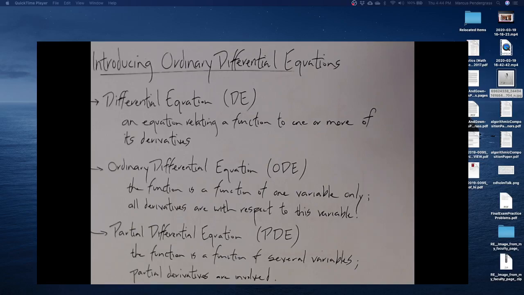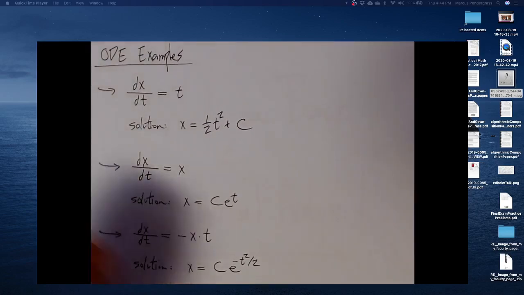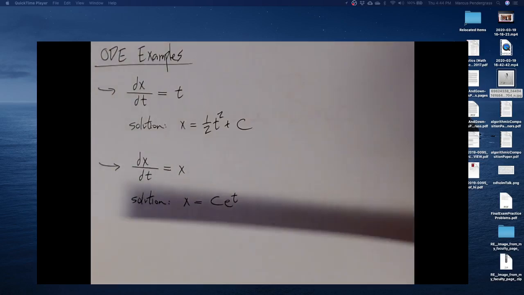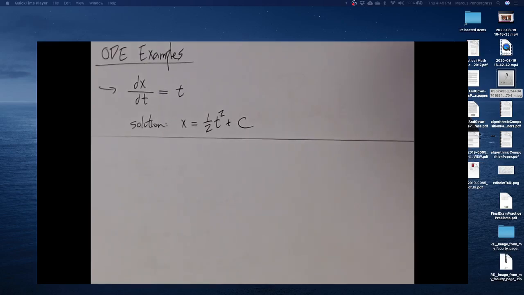But in this class, we're going to be totally focused on ordinary differential equations, and that's where we'll concentrate our efforts. So here's a few examples of ordinary differential equations, kind of starting simple and getting a little bit more complex as we go along. This first one is maybe one of the very simplest differential equations, dx/dt equals t.